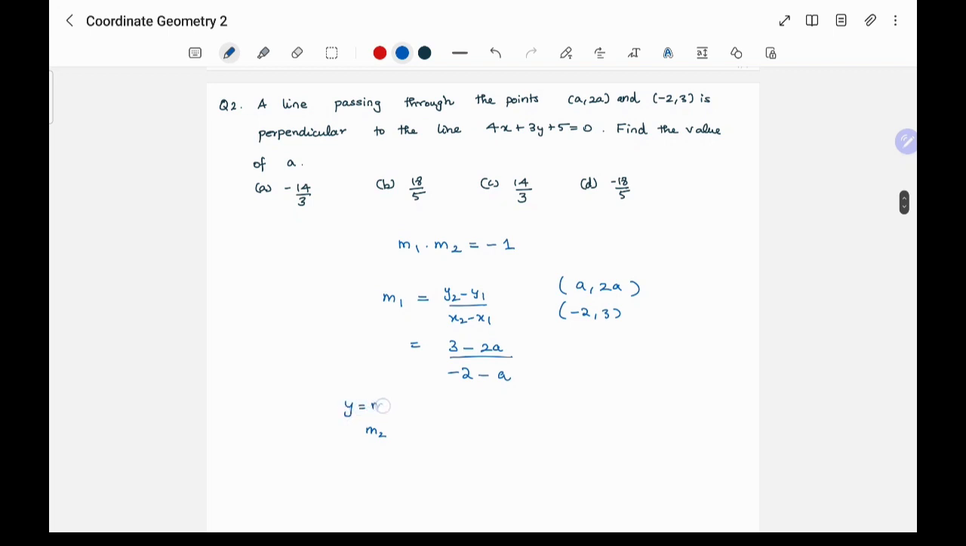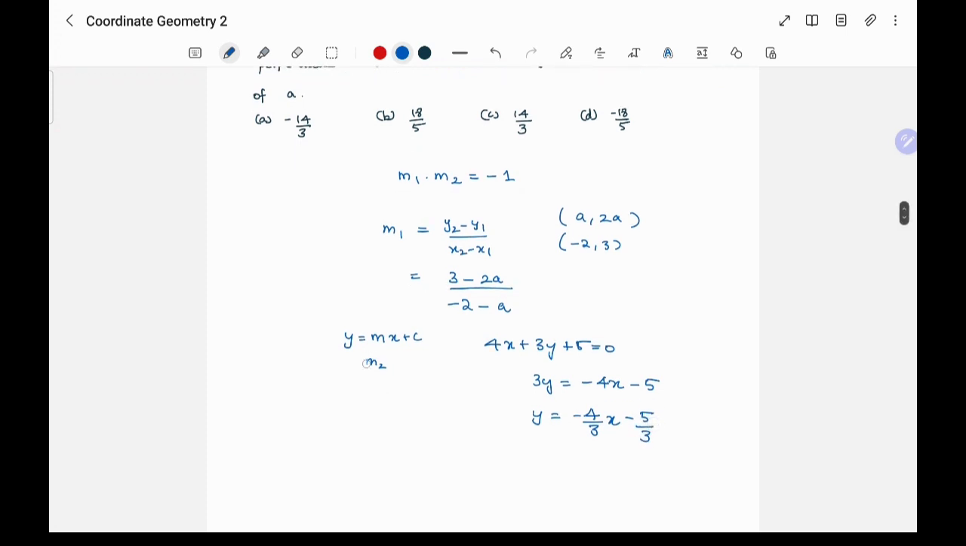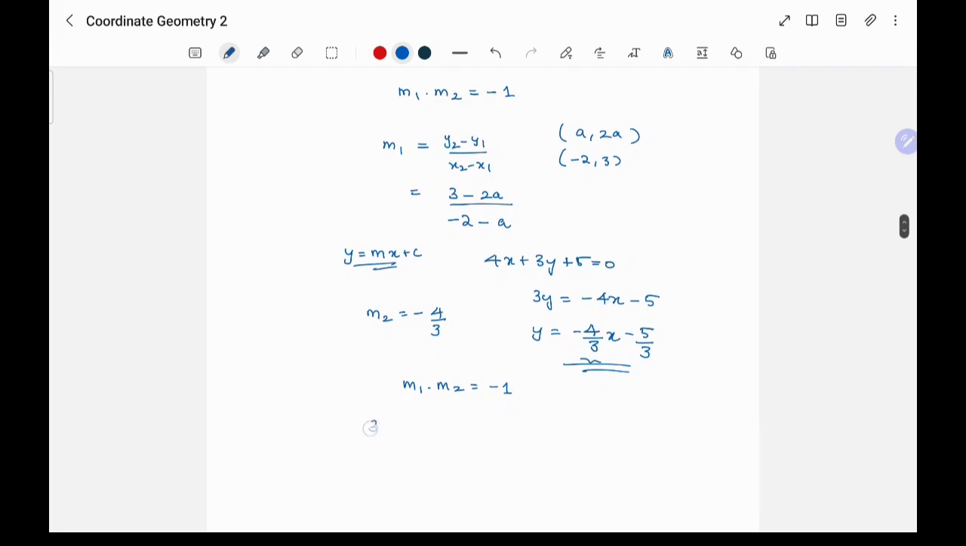So we need to write it in the form y is equal to mx plus c. So we have 4x plus 3y plus 5 equal to 0. So 3y will be equal to minus 4x minus 5. y will be equal to minus 4 by 3 x minus 5 by 3. So m2 is minus 4 by 3, right? So if you compare these two equations, you will get m2 as minus 4 by 3. Then we have m1 into m2 equal to minus 1. So m1 is 3 minus 2a by minus 2 minus a into minus 4 by 3 is equal to minus 1.